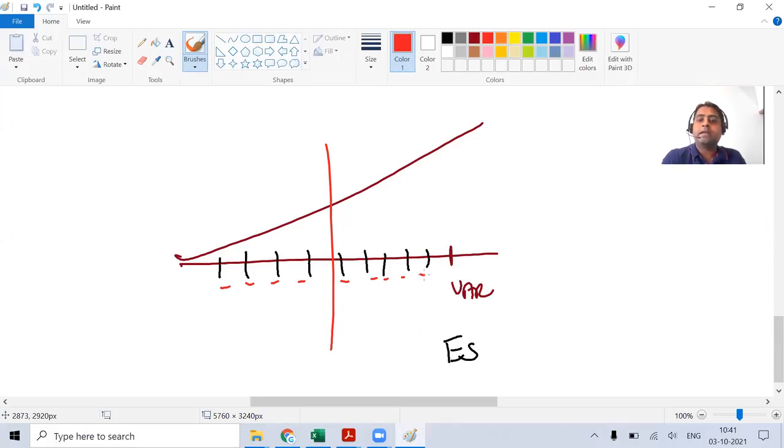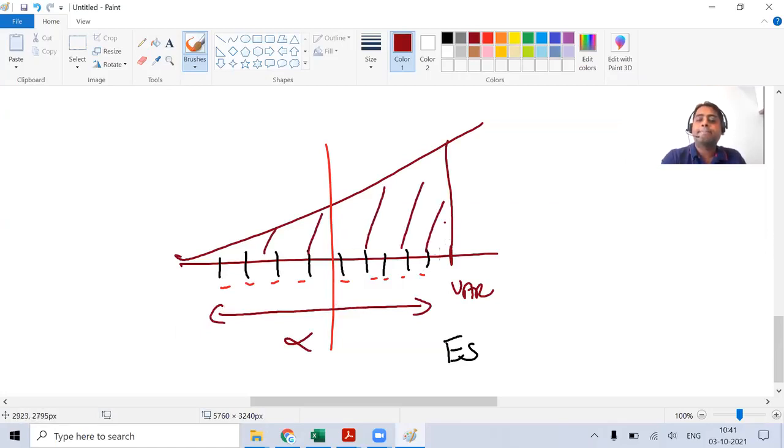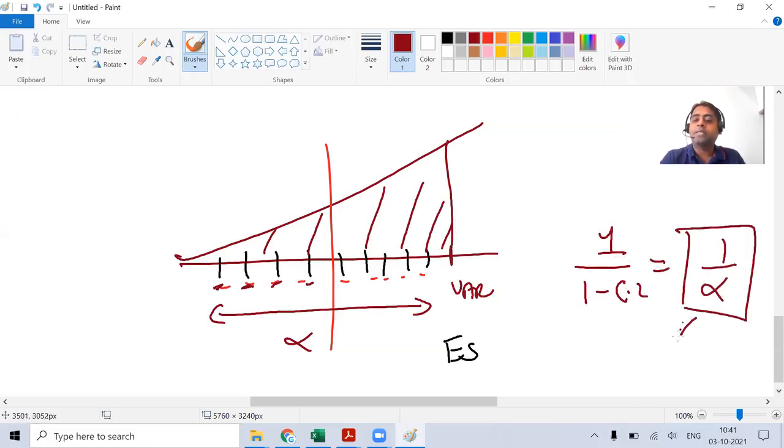Suppose this entire section has alpha as the area, because this entire area is alpha, right? So in level 1 also, we read about how exactly the weightages will be given to each data point. The weightage is generally 1 upon 1 minus confidence level, which is equal to 1 upon alpha. What does it mean? It means all the data points, the black data points which are available over here, will be given equal weightage. That is the basic idea about expected shortfall.